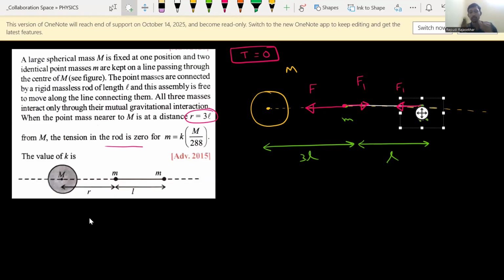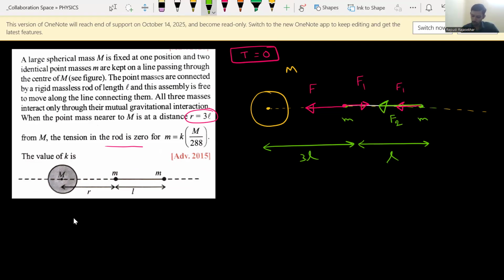Next, observe the last particle. On the last particle, how many forces are acting? Again two forces are acting. Whatever force I have represented as F1, this is the force applied by this small particle. And another force also acts. What is that other force? It is the force due to the spherical object. This spherical object wants to attract this. Let us take its force as F2.